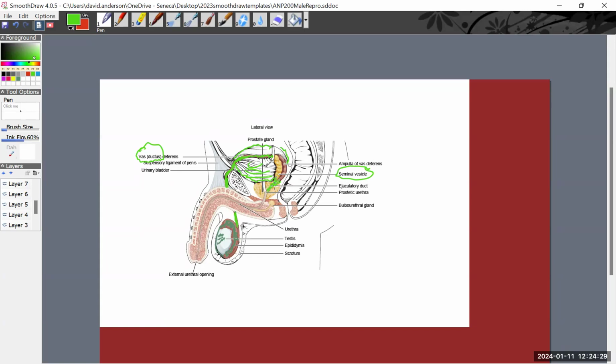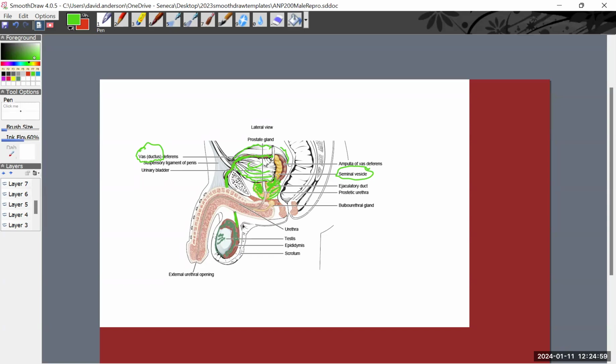At this point, everything is paired. So the vas deferens, there's a right and a left one, there's a right and a left seminal vesicle, right and left seminal ducts join to form a right and left ejaculatory duct. The ejaculatory duct is going to pass into the prostate gland. So this gland below the bladder and below the seminal glands is known as the prostate. And most of us have heard of the prostate gland.